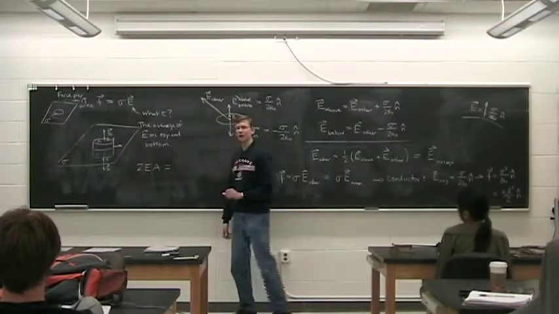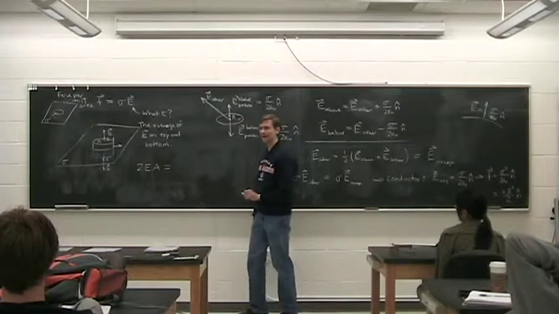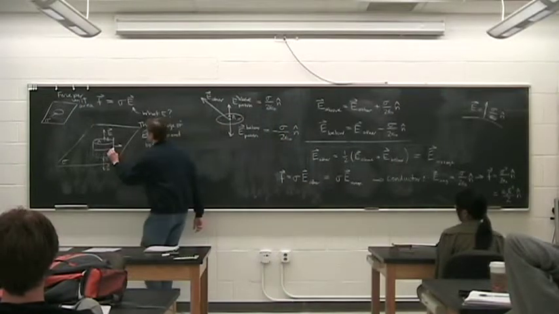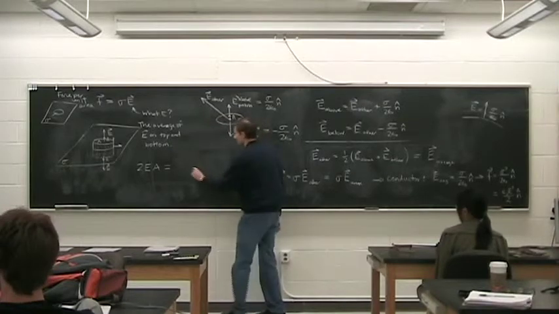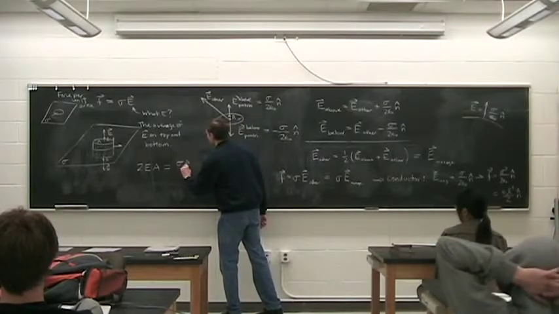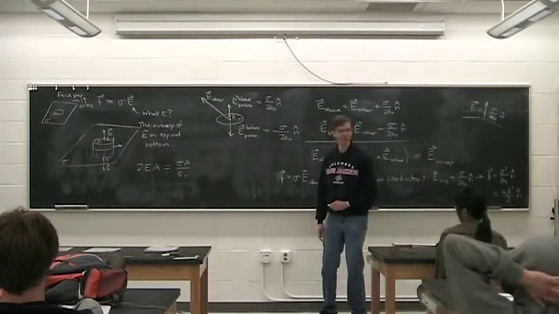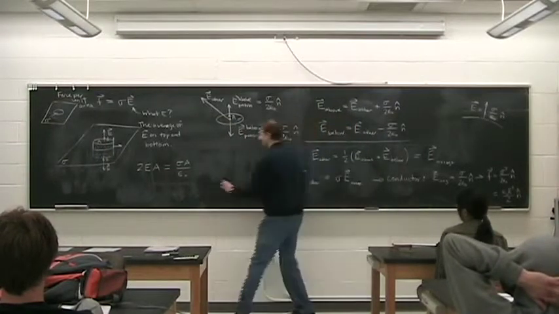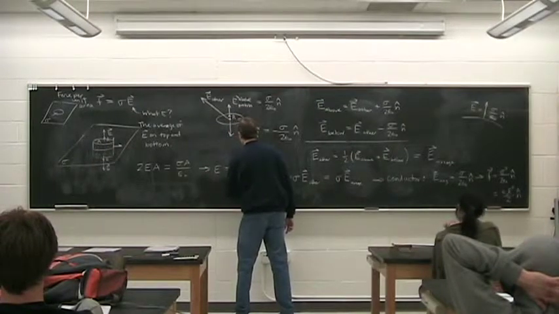And that's equal to the charge enclosed over epsilon naught. The charge enclosed would be sigma A, because the cylinder is intersecting an area A with charge density sigma. So 2EA equals sigma A over epsilon naught. Quick, lightning fast, solve for E. E is equal to sigma over 2 epsilon naught.